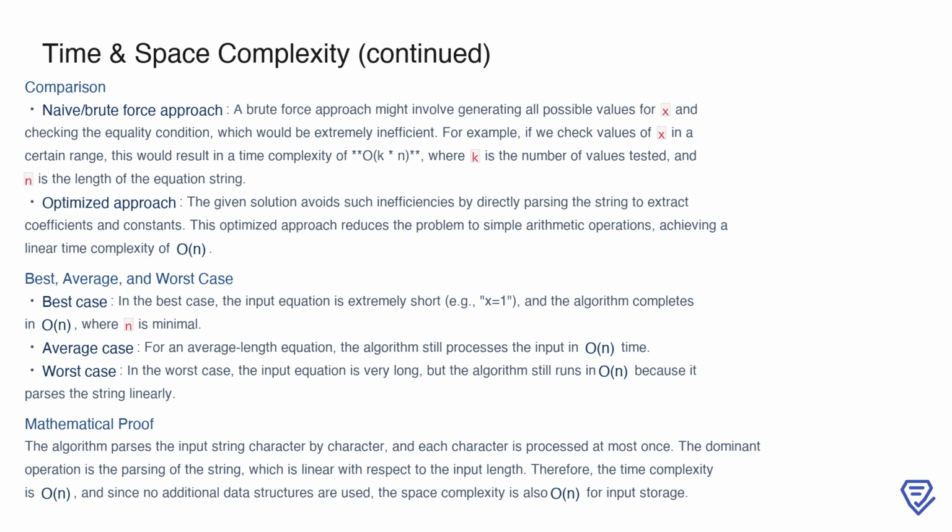In mathematical terms, the algorithm processes each character of the input string at most once, ensuring that the dominant operation is linear parsing. Since no additional data structures are used, the space complexity remains O(n) for input storage. This combination of O(n) time and space complexity makes the solution both efficient and scalable, even for large inputs.